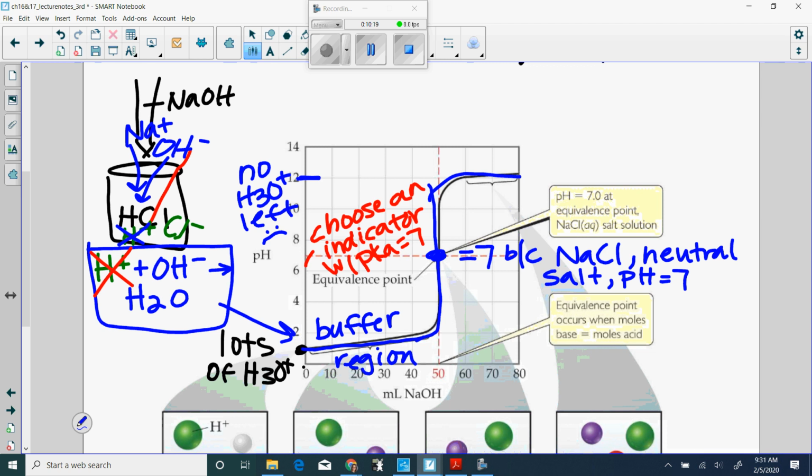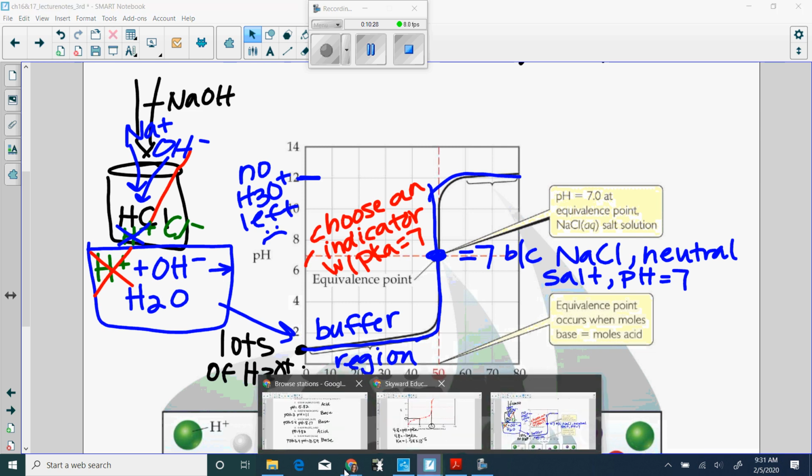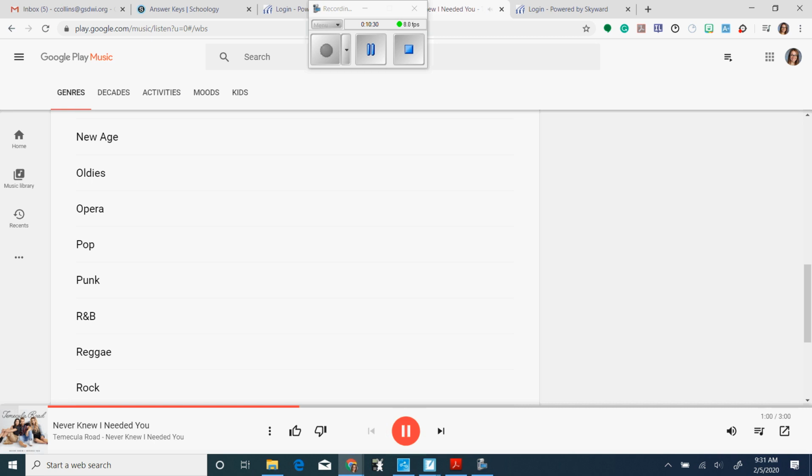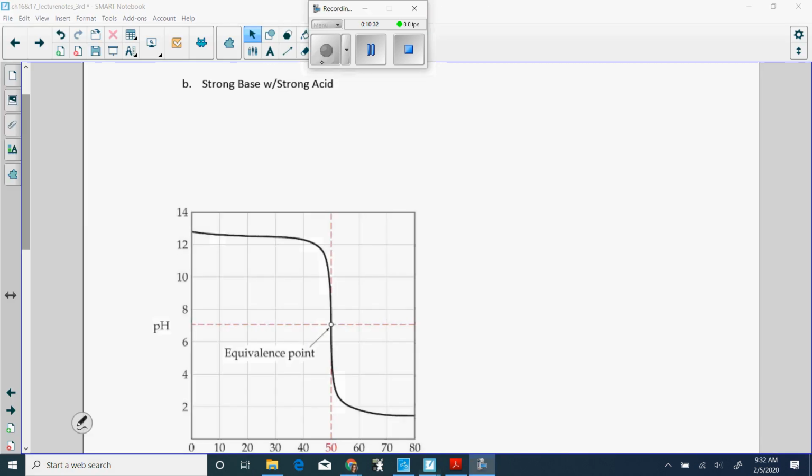Okay? When the music starts, please talk about the story of an equivalence point, what it means, how I pick an indicator, and the second part of the graph as well. Ready? Go. Gold star? Hold on.